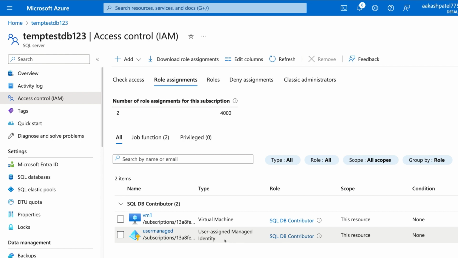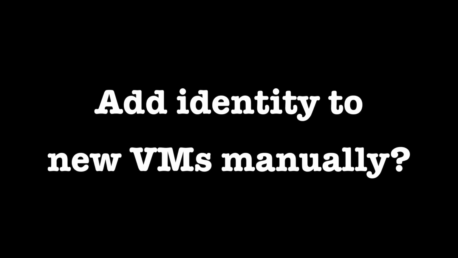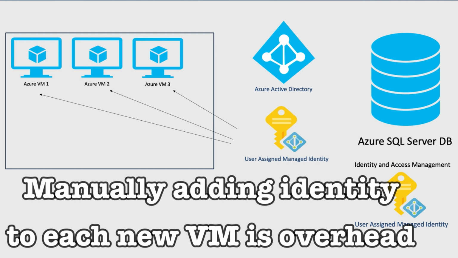So next time when the application scales and a new VM is created, only this identity will be added and the VM should be able to access the database. After looking at the demo, you will have a question. Wouldn't we still need to add the user assigned managed identity to each new VM that we create? And the answer is yes. We have changed the problem from managing permissions on the database to adding the user assigned managed identity to the VM.